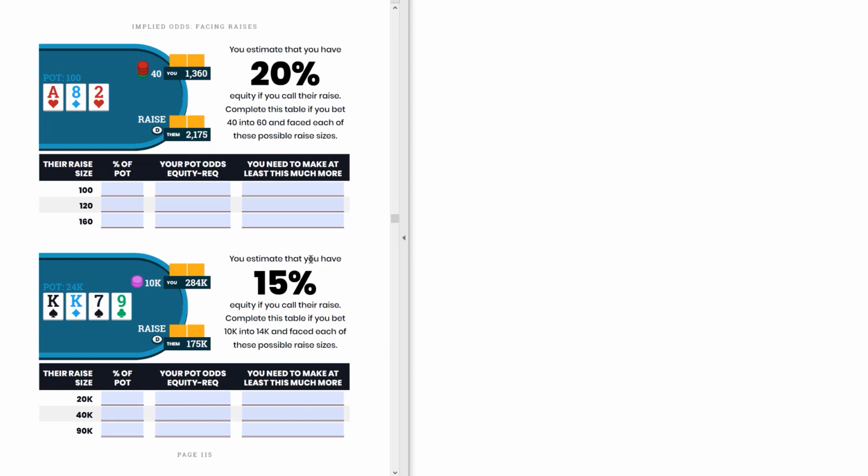So the prompt is, you estimate that you have 15% equity if you call the raise right here. Complete this table if you bet 10K into 14K and faced each of these possible raise sizes. And by the way, these are total raise sizes, so total raise to 20K total and 40K total and 90K total. 20K, of course, would just be a little min raise.